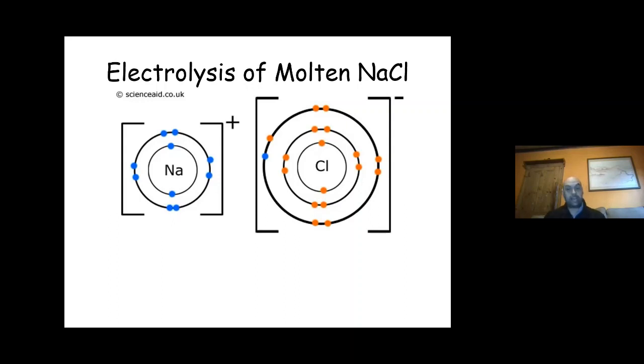And you can see here that this electron originally belonged to the sodium. So the sodium lost an electron to form a positive ion, and the chlorine gained that electron to form a chloride ion. And what we're going to do in electrolysis, we're going to reverse that. We're going to give this electron back to the sodium, by taking it away from the chlorine. So it's always worth thinking of electrolysis as the reverse of bonding.